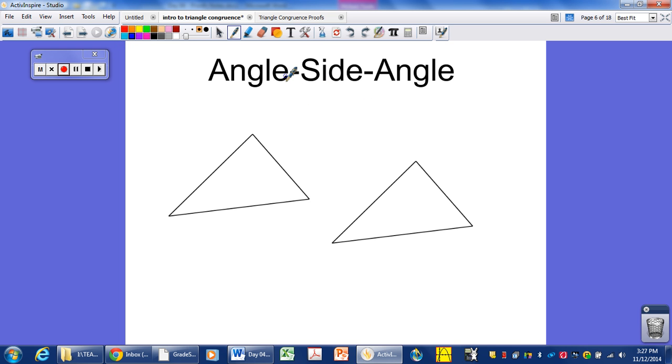It turns out if you have two angles and a middle side, so let's say this angle is congruent to this angle, and this bottom angle is congruent to this one over here. So angle side angle means the congruent side has to be here in between your congruent angles. So for angle side angle, the congruent side is between the congruent angles.